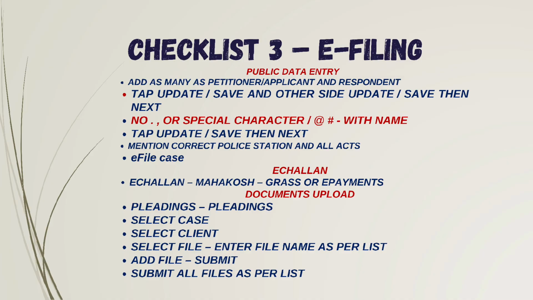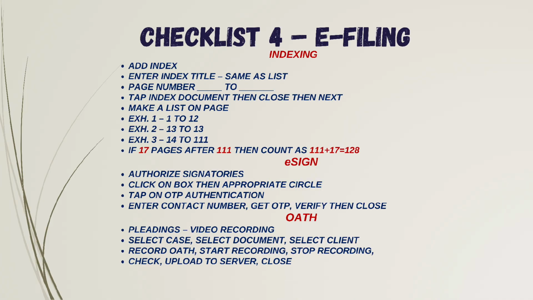Then mention the correct police station and all acts, e-file the case, and attach the appropriate amount of challan. You can generate challan from MAHAKOSH or MAHAGRASS or e-payment. There are alternate ways to generate e-Challan. Now upload the documents in sequence. This is demonstrated in the video, and the fourth checklist talks about e-filing, e-indexing, e-authentication and recording of oath.